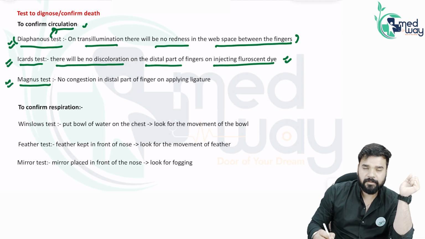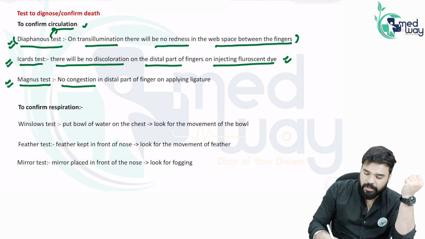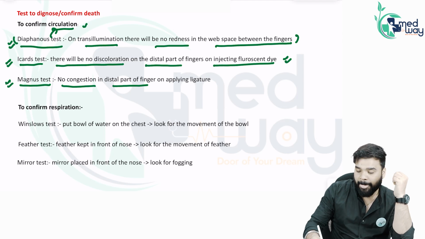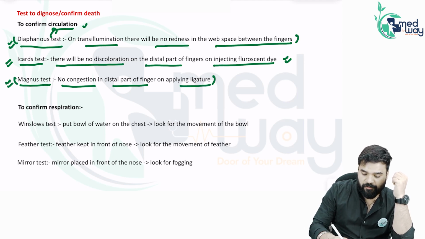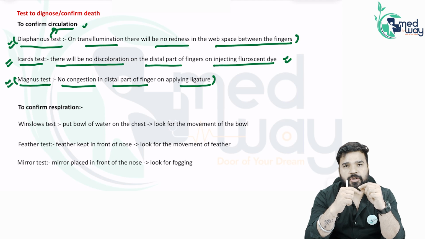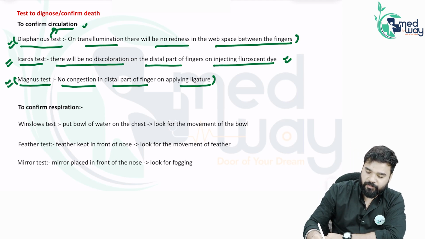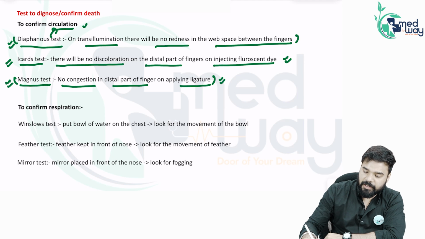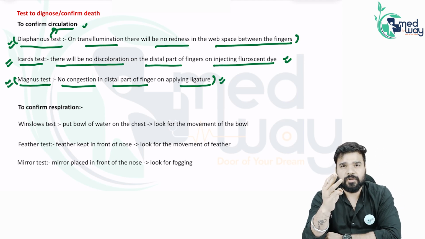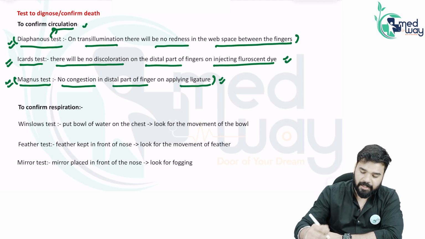Now what is Magnus test? Magnus test says there will be no congestion in the distal part of the finger on applying ligature. Normally, if you tightly apply a ligature or anything on your fingers, there will be congestion on the tip or the distal end of the fingers. But if there is no circulation, then it won't happen. Okay, so in Magnus test, there will be no congestion of the distal part of the fingers on applying ligature. So there are three tests to confirm circulation. One is diaphanous test, second is Icard's test, and third is Magnus test.